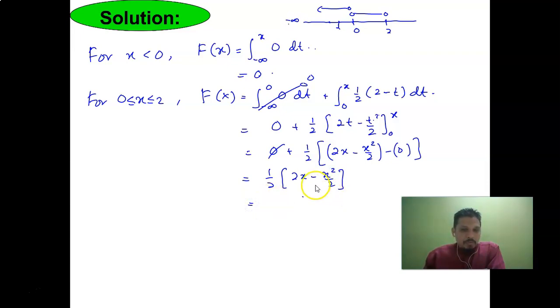It is equal to, okay, 2 divided by 2 equal to 1. So then x. Then x squared, 2 divided by 2 times 2 equal to 4. Okay, so this is a function then.